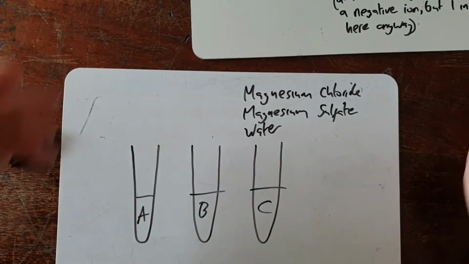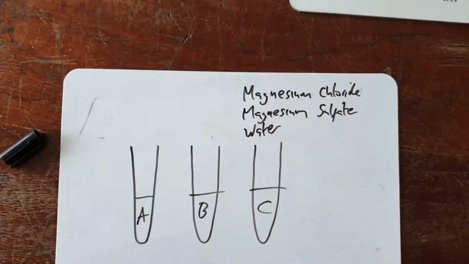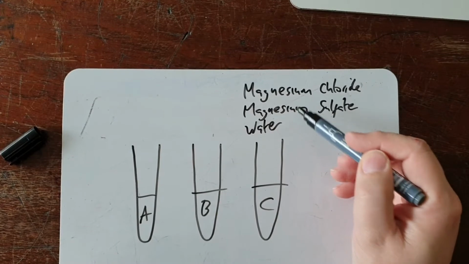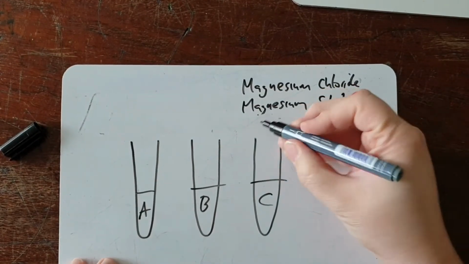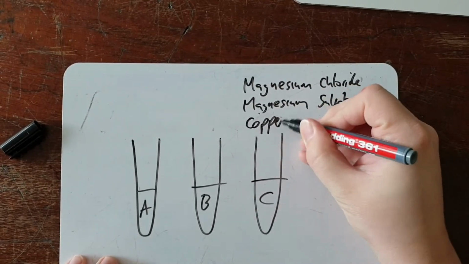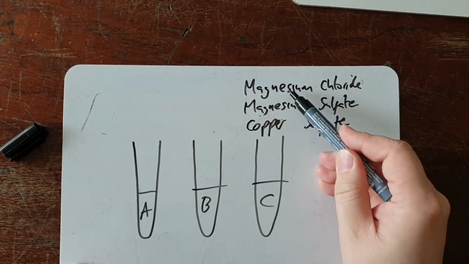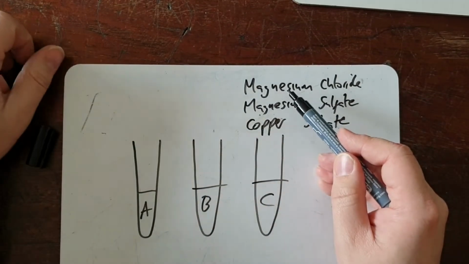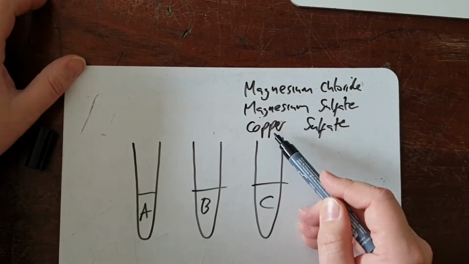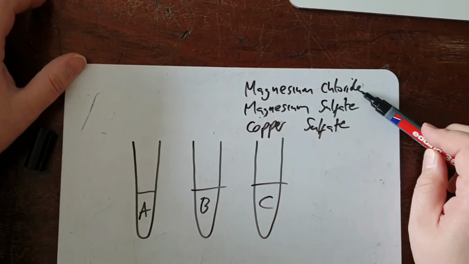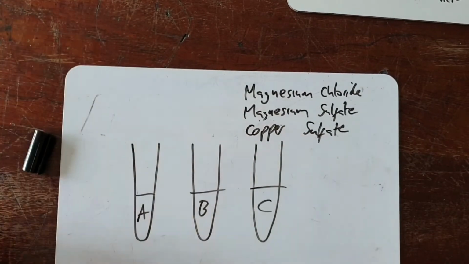The lesson today is about the tests for negative ions. There'll be another one which lets us test for positive ions. Actually, maybe instead of water, I'll make one of them copper sulfate. So they've all got magnesium, which is a positive ion. Remember, metals are losers, so they lose electrons and they become positive. So the magnesium would be a positive ion, and the copper is a positive ion. We're not interested in those today. We're going to identify which are the chlorides and which are the sulfates, because these are the negative parts of it.